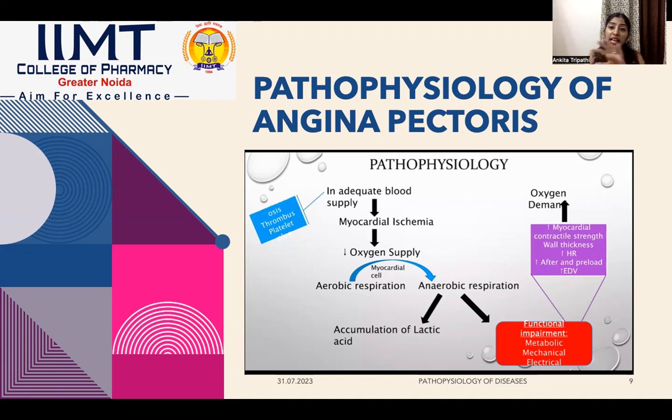Now, when there is not enough oxygen in our body, the respiration process gets converted into anaerobic respiration. And we all know that the end product of anaerobic respiration is lactic acid. This lactic acid forms and accumulates in our blood vessels and arteries, which causes narrowing of the arteries. When the narrowing of the artery occurs, the supply of blood decreases and oxygen demand increases. So we get a severe pain on the left side of the chest, which is known as angina pectoris.